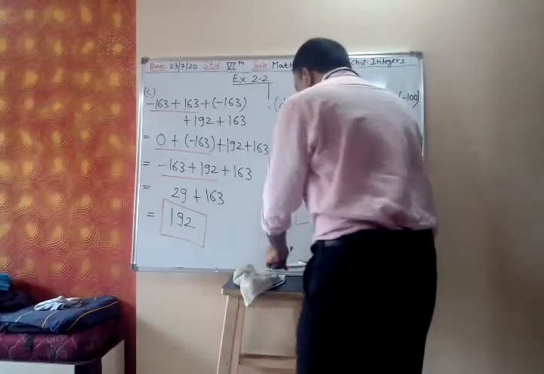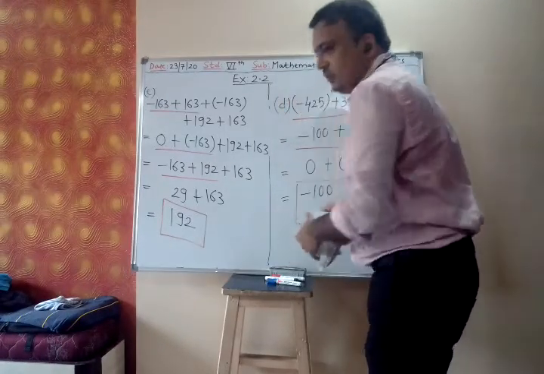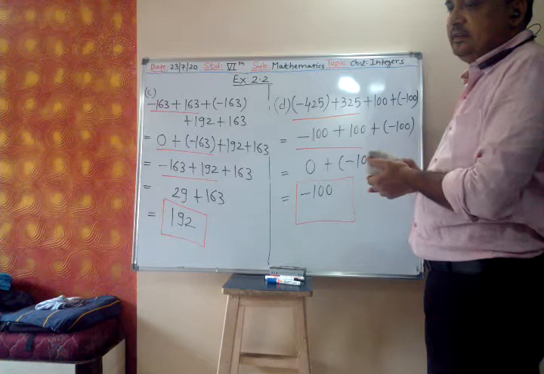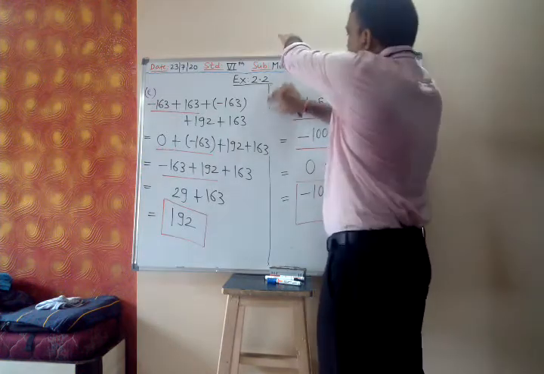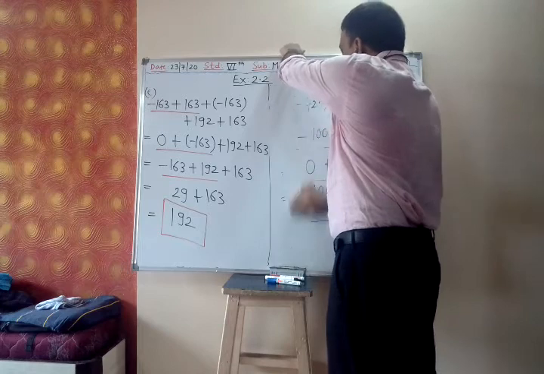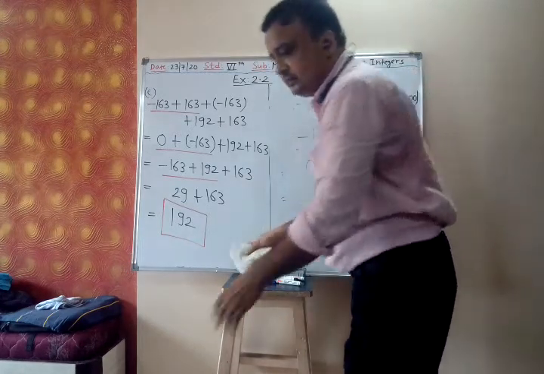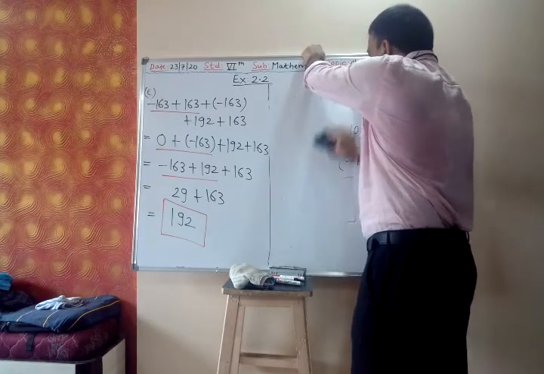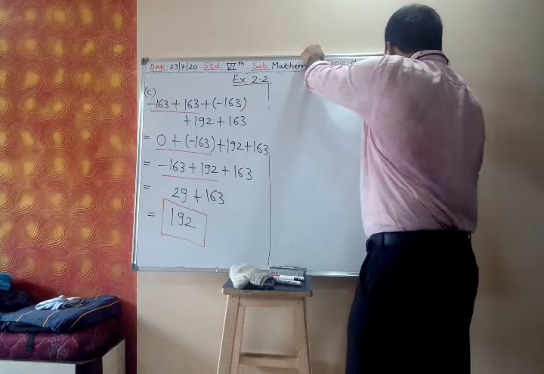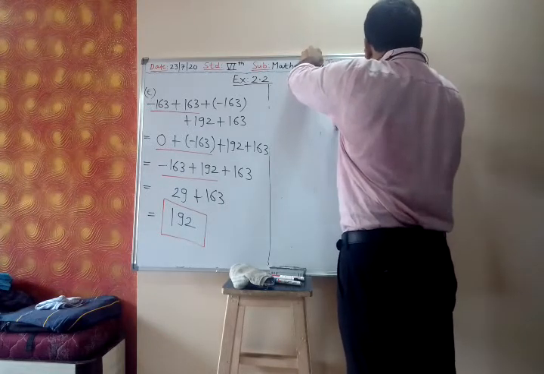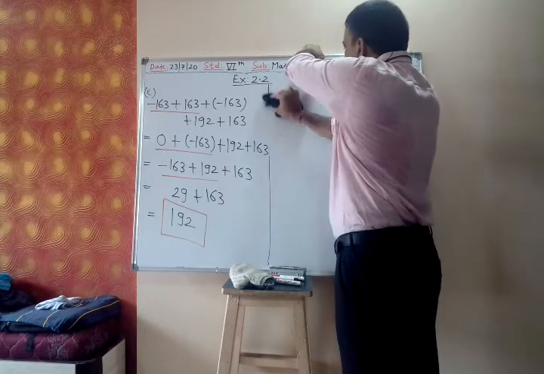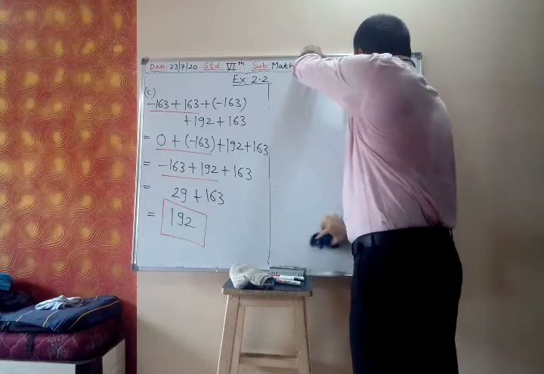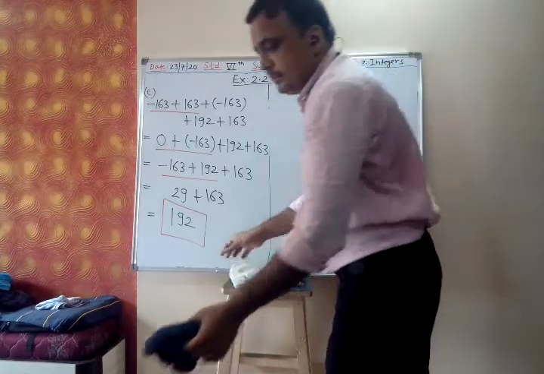Whenever they have the same sign, you have to add the numbers. Same sign, add the numbers. Opposite sign, subtract the numbers. And in subtraction, you have to be careful. You have to subtract the smaller number from the bigger number and take the sign of the bigger number.